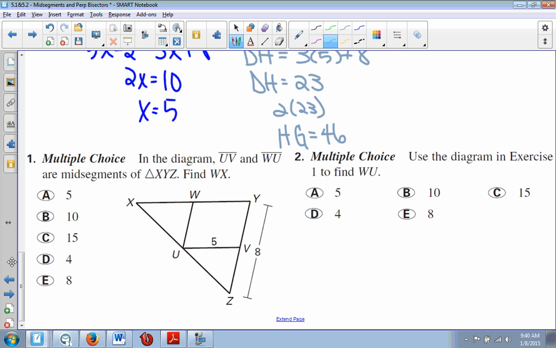So the first thing is, in the diagram, it says that UV and WU are mid-segments, meaning that if this is 5, this piece up here would be double, which is 10.